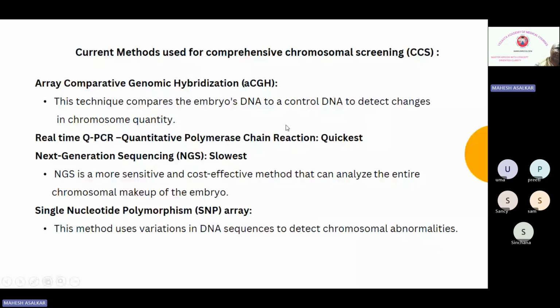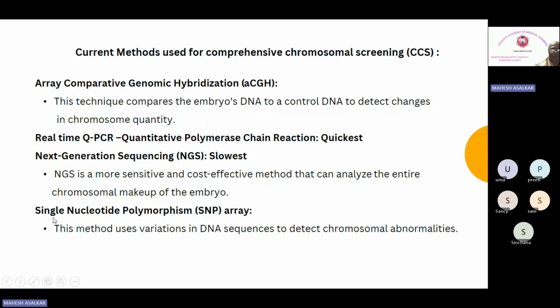The next is real-time qPCR, or quantitative polymerase chain reaction. This is the quickest method. So among the newer ones, the quickest will be qPCR. Then there is next generation sequencing. This is better actually, but it is the slowest among all. NGS is a more sensitive and cost-effective method that can analyze the entire chromosomal makeup of the embryo.